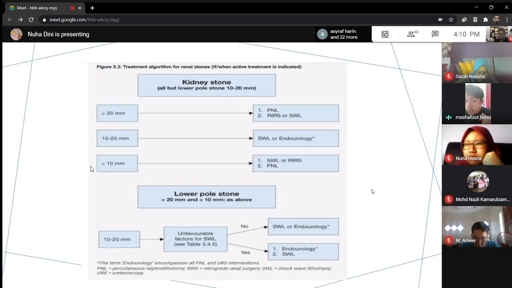For a lower pole stone measuring between 10 to 20 mm, there are factors that make it unfavorable. If it is not favorable, we give SWL or endourology. If favorable, we give endourology and also SWL. I think that's all for the management part.